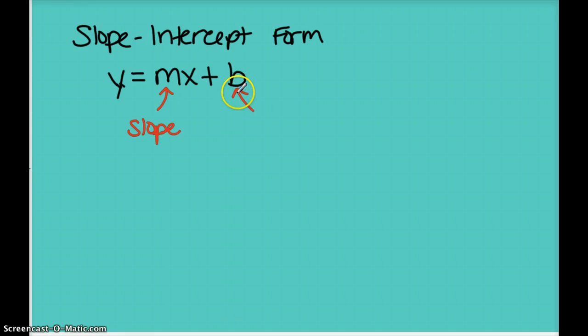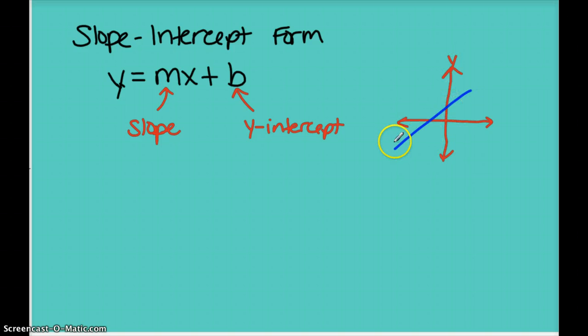The b always stands for the y-intercept, and that is where your graph is going to cross the y-axis. If you have the coordinate plane like this, remember your y-axis is the vertical. So if I had this line right here, that line crosses the y-axis at that point right there. That would be your y-intercept.